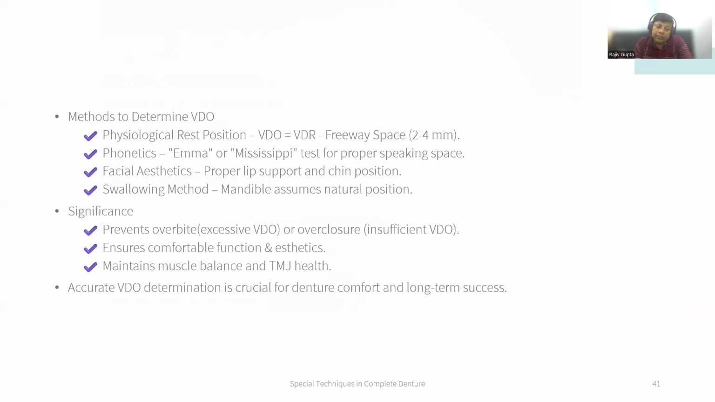And as I said, the significance is that we have to have the right vertical dimension, because excessive vertical dimension will make the patient look like they have an overstretched mouth, and insufficient vertical dimension will lead to an overclosure. So it will give you an older look, or there will be more wrinkles. The desired aesthetics will not be achieved.